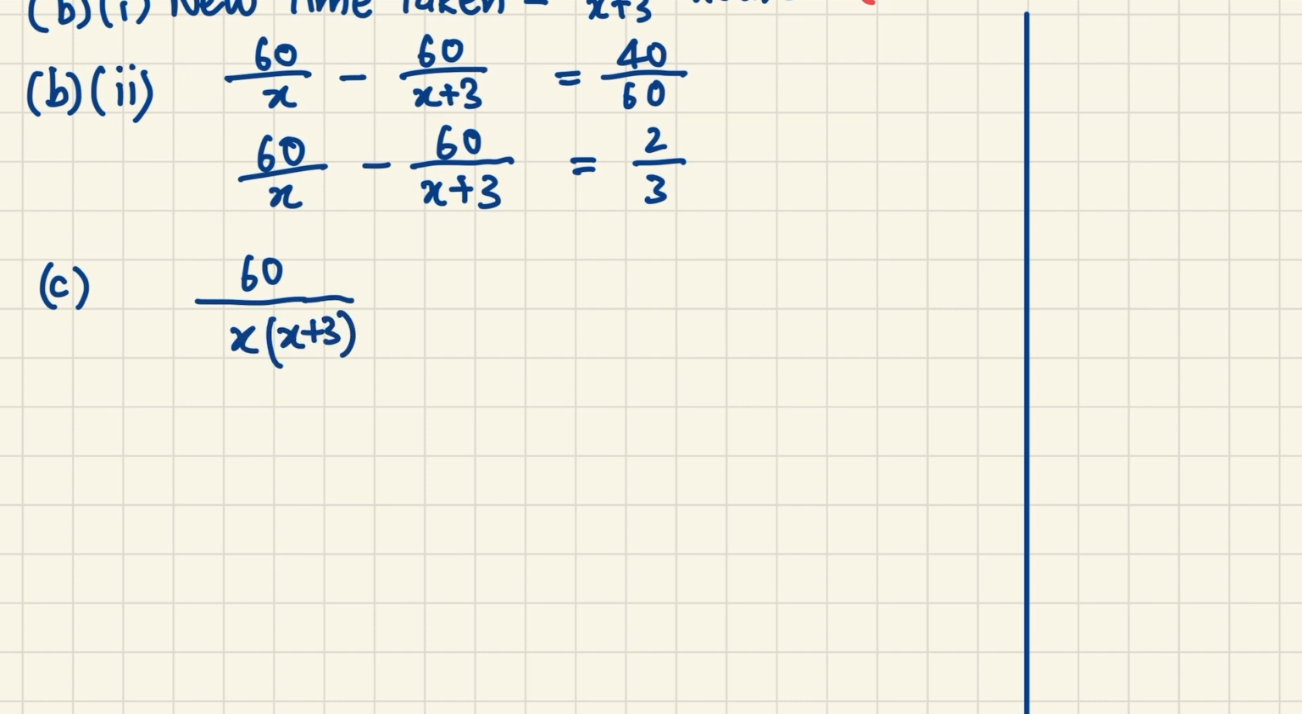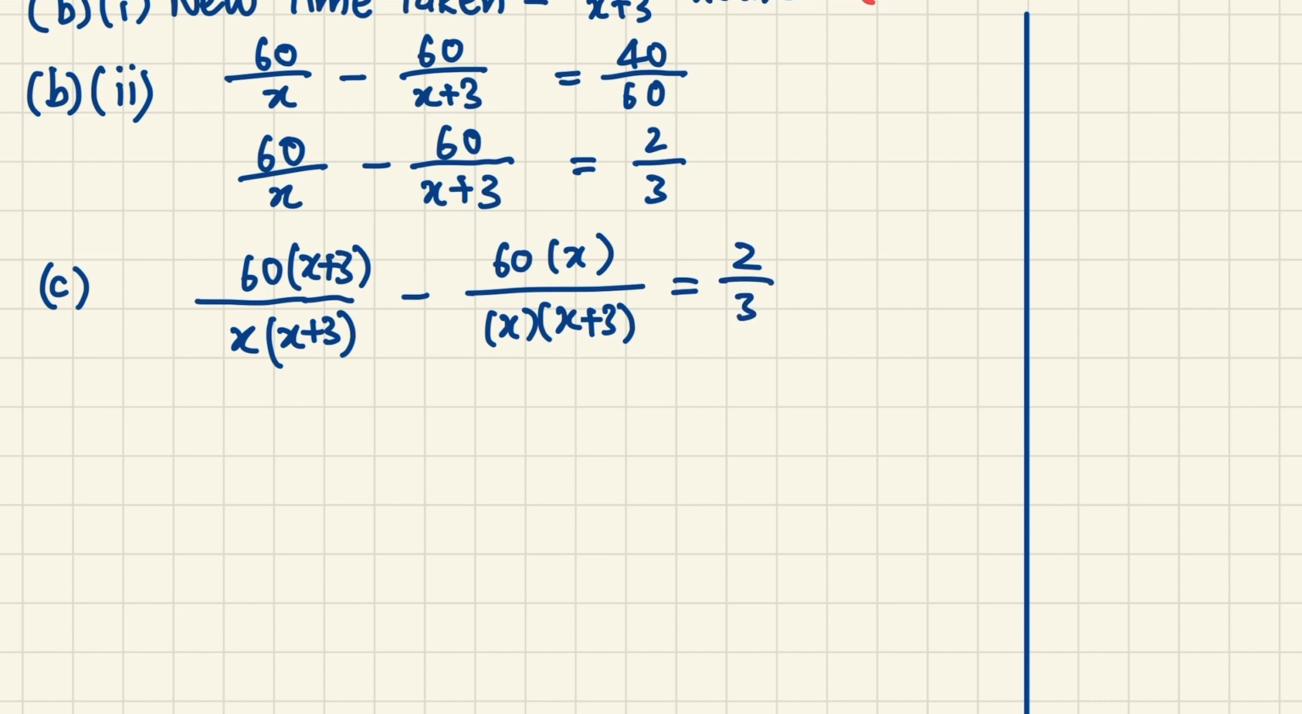Notice that there are no common factors between the two denominators of the fractions. So it's okay to just go ahead and multiply x plus 3 top and bottom in the first fraction, and then in the second fraction you're just going to multiply with x top and bottom. Then on the right hand side you can't do much anyway, so leave it as that.